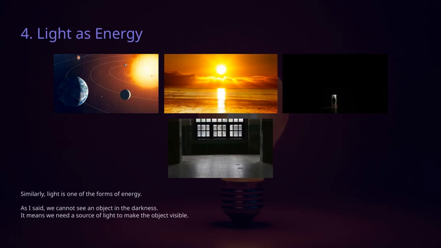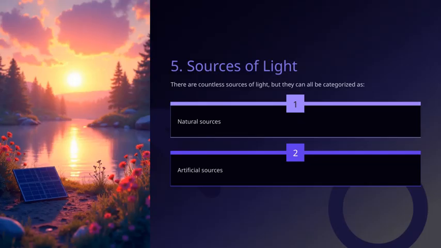Light, as you know, is actually a form of energy. It's fascinating because it helps us see the world around us. Think about it. When it's dark, we can't see objects at all. That's because there's no light reaching our eyes. It means we really depend on a light source to make objects visible. Without light, everything would be invisible to us. So, in essence, light is essential for visibility, and it plays a crucial role in how we perceive and interact with our environment. Let's take a closer look at the sources of light.